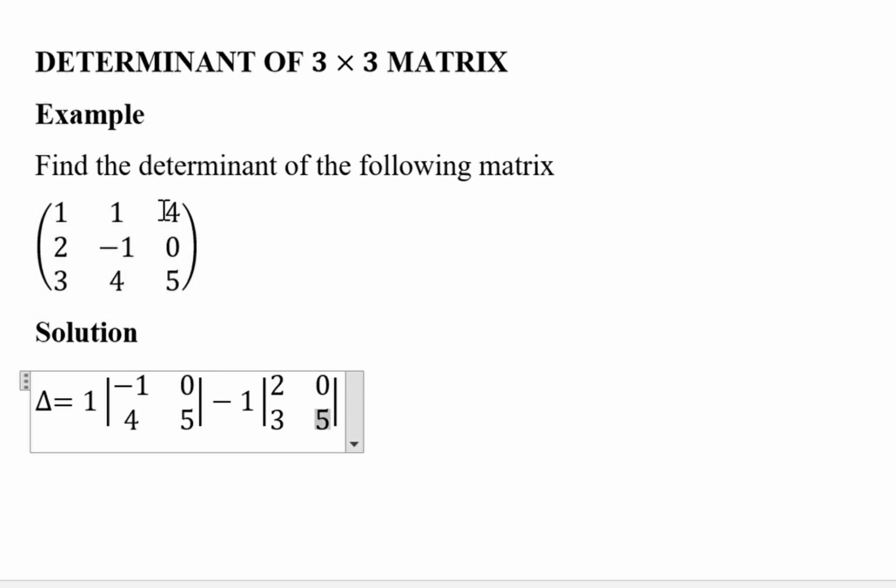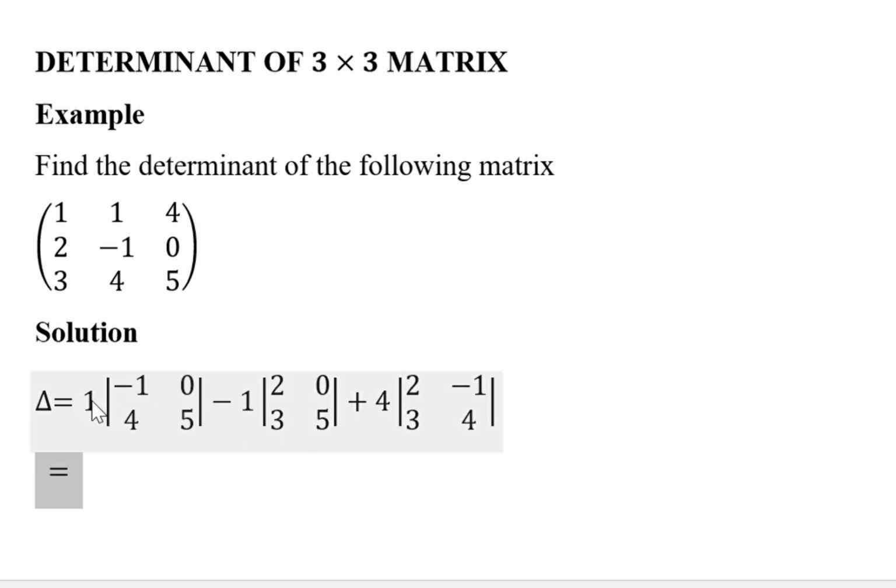Having exhausted that, we come to this third element. We write it maintaining its sign. So we shall write it +4. Then mentally cancel the row and the column on which it is. If we cancel the row and the column on which it is, the elements that remain are 2, -1, 3, 4. We use them to form a 2 by 2 minor matrix whose determinant we are interested in. So let's now simplify this. That will be equal to this one here.